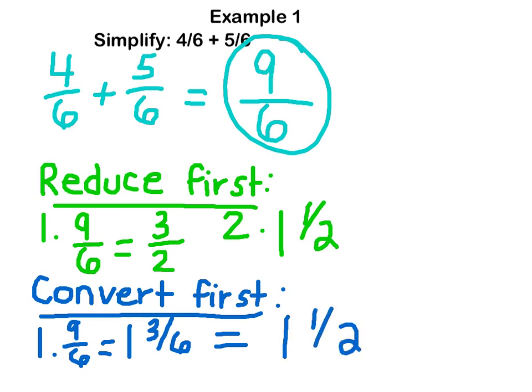So essentially, we did the same exact thing. We just did it in a different order. On this first example, we reduced it and then we converted it to a mixed number. In the second one, we converted it to a mixed number and then reduced it. Doesn't matter which way you do it.